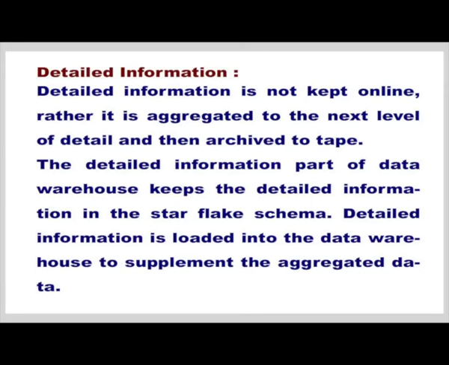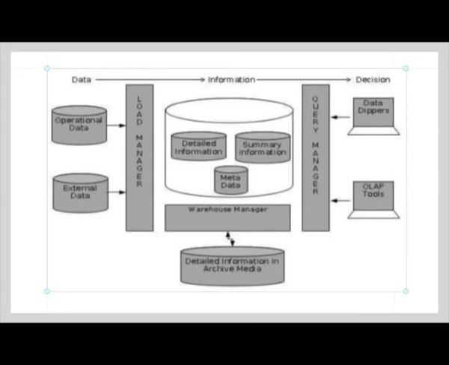We will see about detailed information. Detailed information is not kept online, rather it is aggregated to the next level of detail and then archived to tape. The detailed information part of the data warehouse keeps the detailed information in the Starflake schema. Detailed information is loaded into the data warehouse to supplement the aggregated data. The diagram shows the pictorial impression of where detailed information is stored and how it is used. If detailed information is held offline to minimize disk storage, we should make sure that the data has been extracted, cleaned up and transformed into Starflake schema before it is archived.